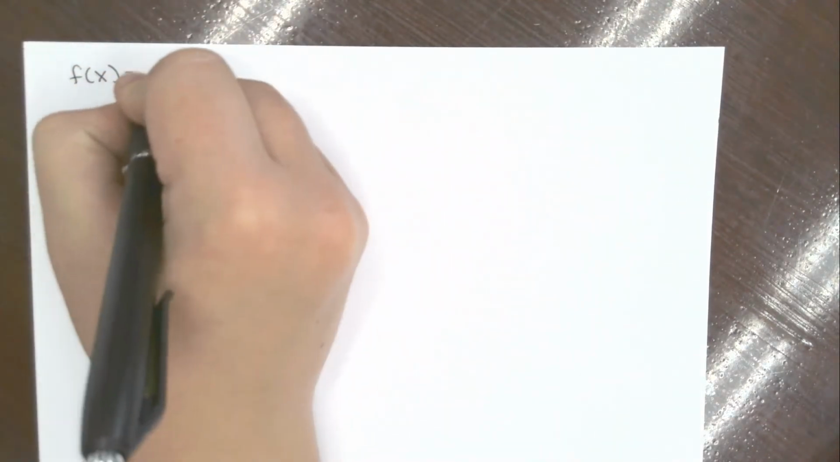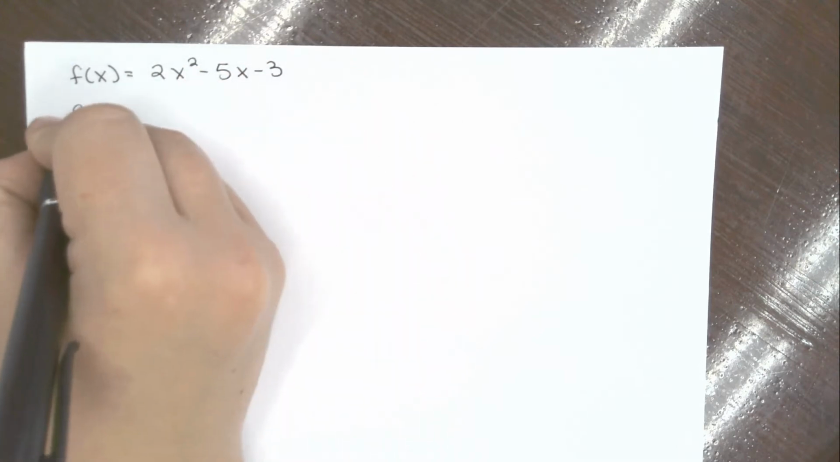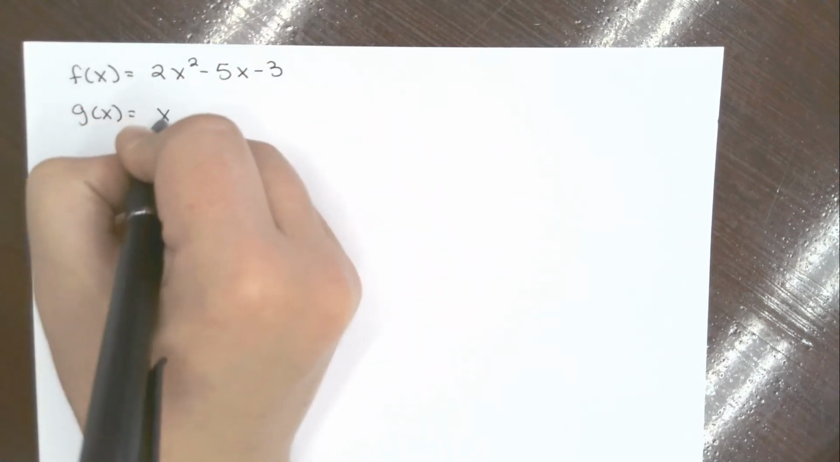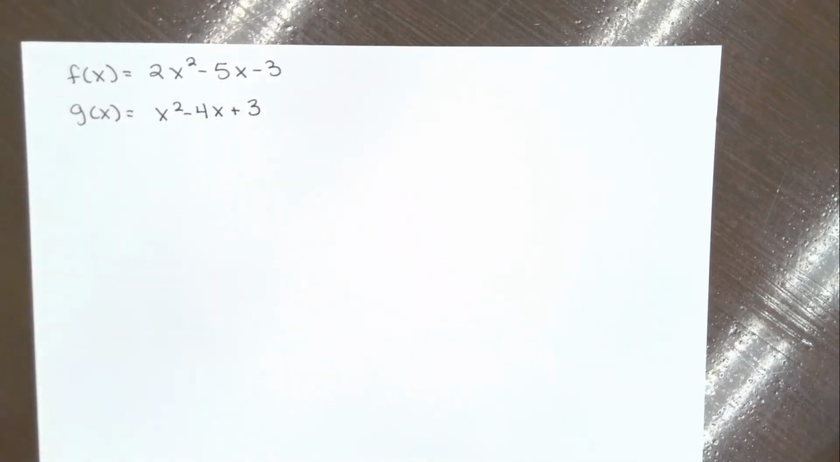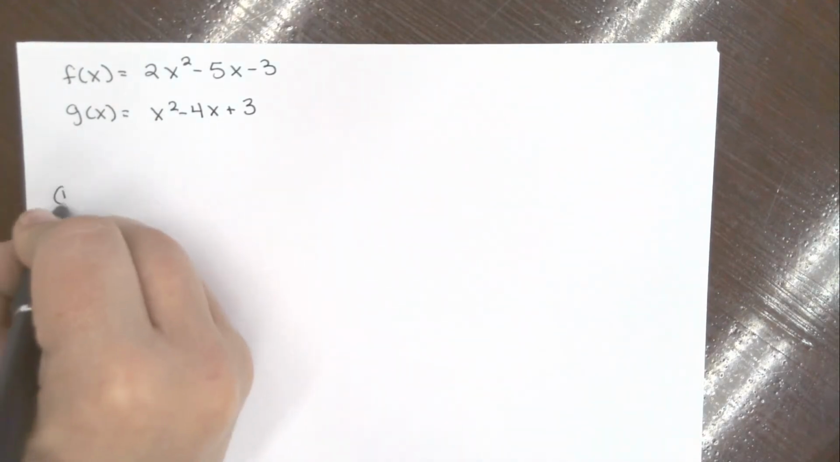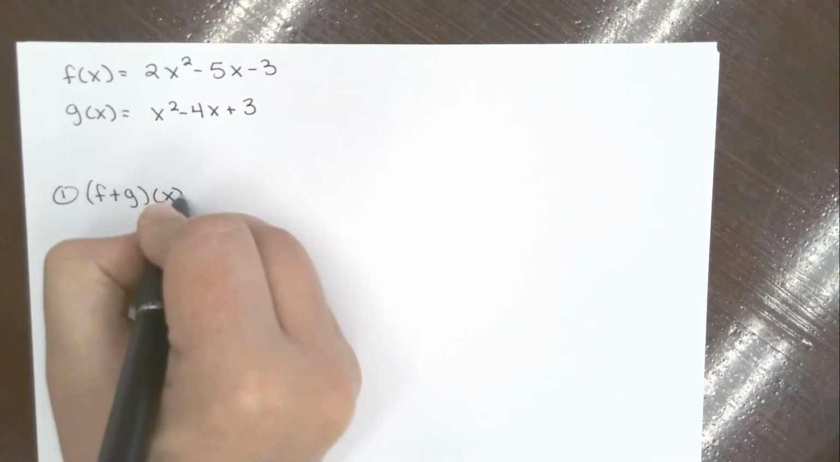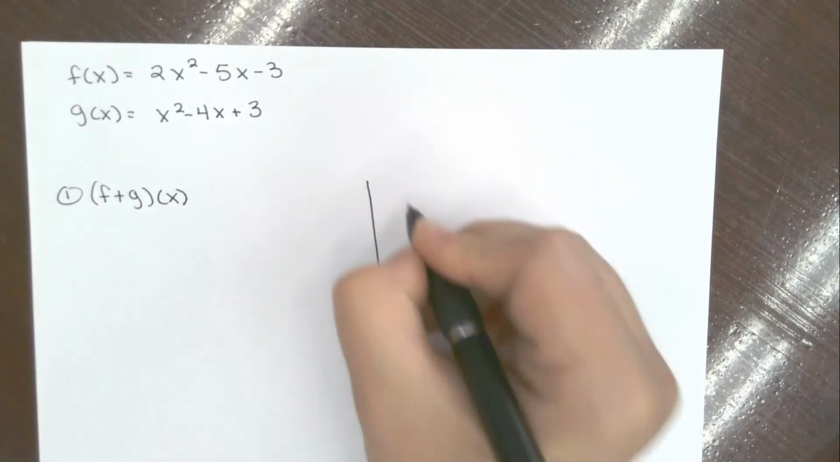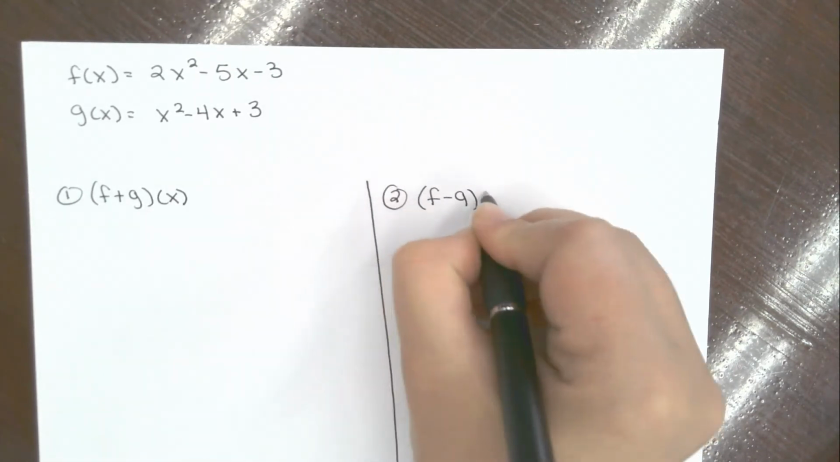Let's say, for example, we have f of x equal to 2x squared minus 5x minus 3, and we have g of x equal to x squared minus 4x plus 3. And what they're going to ask us is to do all of these operations. So for number 1, they're going to ask us f plus g of x. And then right away, I'm going to do number 2, which is asking us for f minus g of x.